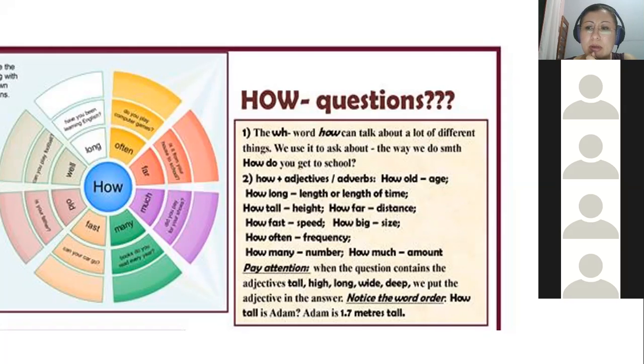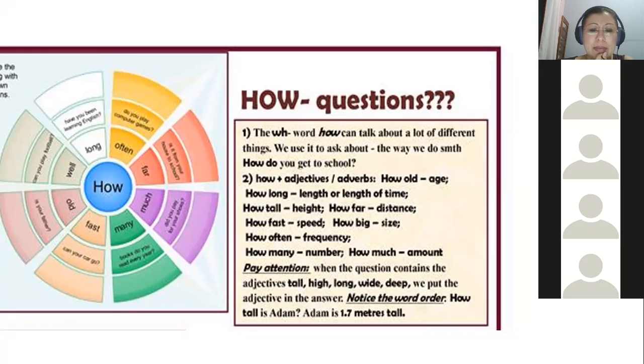How often, cuando hablamos de how often, hablamos acerca de frequency, frecuencia. How many, we talk about cuánto. How much, we say cuánto. ¿Ok? Dice que cuando la pregunta contiene los adjetivos tall, que es alto, high, que también es alto, long, largo, wide, ancho, y profundo, we put the adjective in the answer. Ponemos el adjetivo en la respuesta.